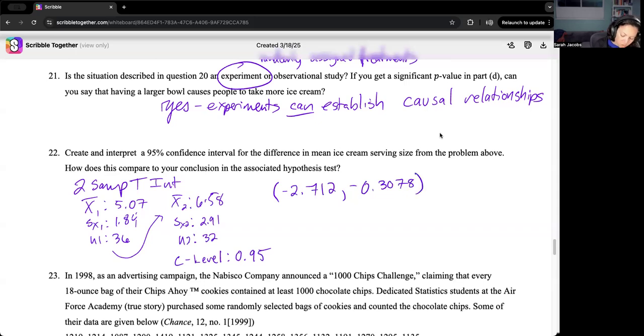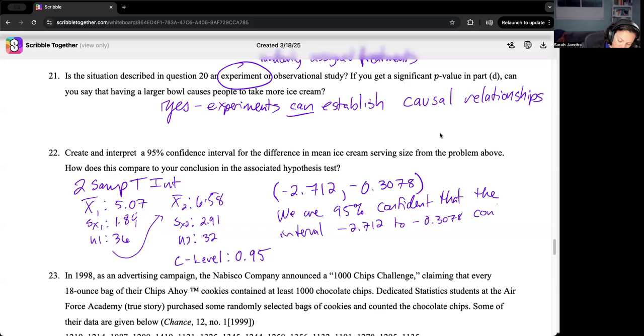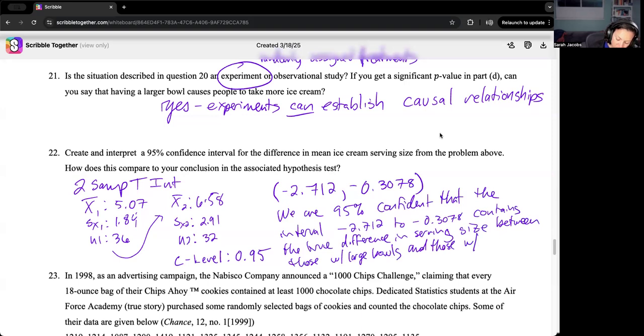0.3078. So the interpretation part here is we are 95% confident that the interval negative 2.712 to negative 0.3078 contains the true difference in serving size between those with large bowls and those with small bowls.